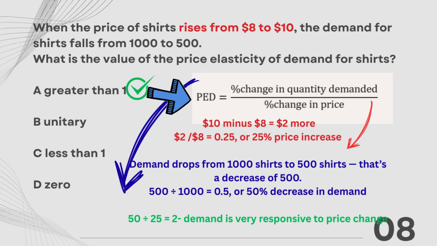So the percentage change in demand is 50%, and the percentage change in the price is 25%. Now you ask yourself, how sensitive is demand to the price change? So we're talking here about the elasticity. So we do 50% divided by 25%, which gives us the value of 2.